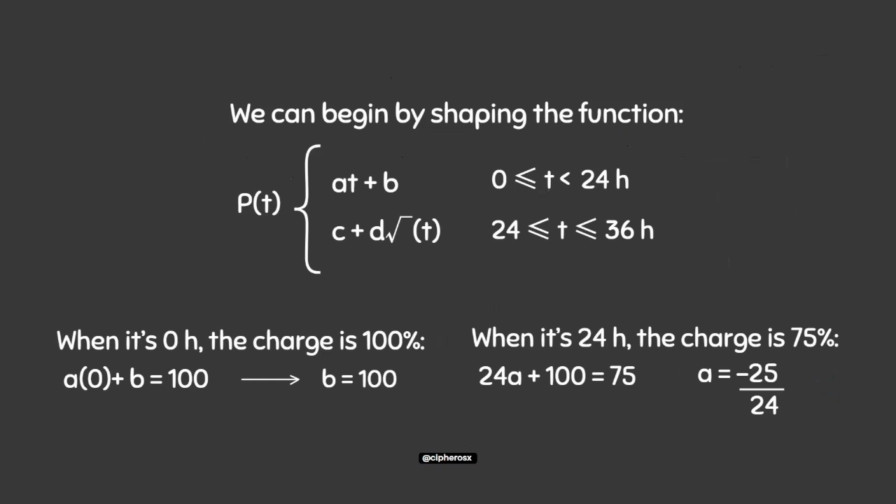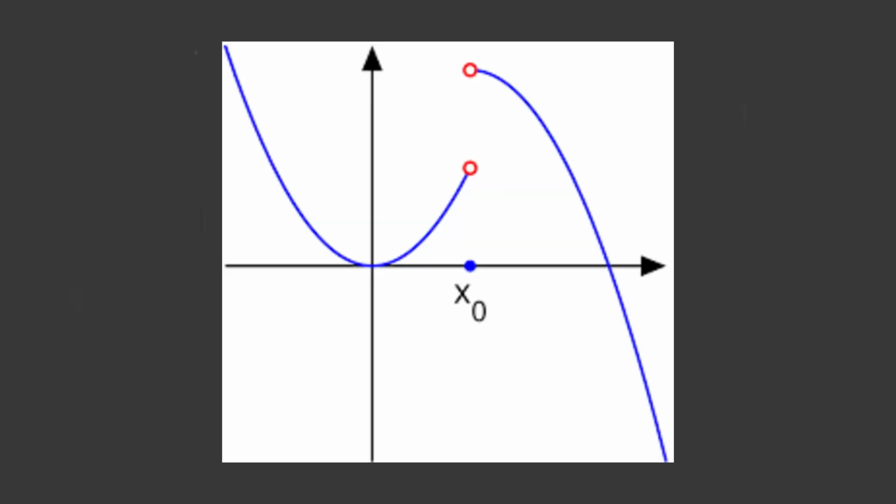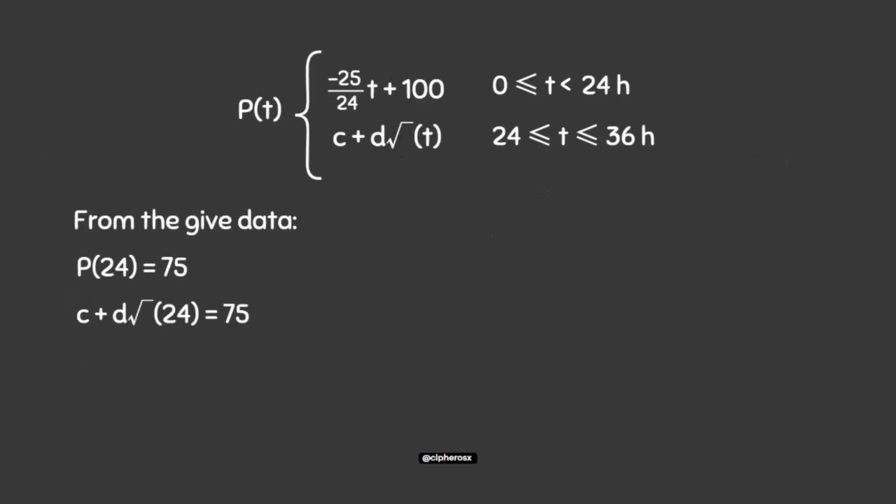Similarly, we can work out the second piece from the given data: p at 24 is 75, therefore c plus d times the square root of t is also 75. Obviously, there are cases in which there is a jump in the function, but we are assuming that this is continuous. This means when one segment finishes, the other begins.